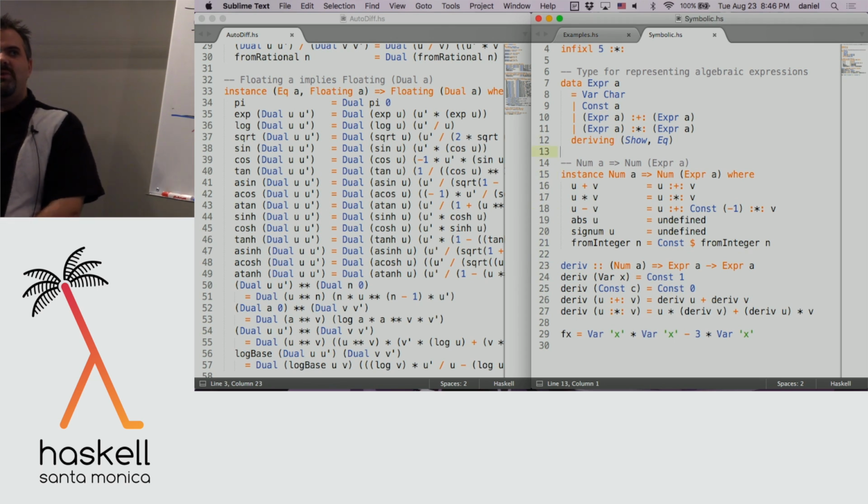And here's kind of why I don't think I'm going to be able to reuse my code. The next thing I do after making a Num instance, the Num instance is really just to construct these things. And the actual derivative happens here in this function. So deriv takes an Expr and gives you an Expr. And so we have deriv of Var x is Const 1. Derivative of x is 1. Derivative of constant is 0. Derivative of the sum of two expressions is the sum of their derivatives. Derivative of the product of two expressions is the product of their derivatives.